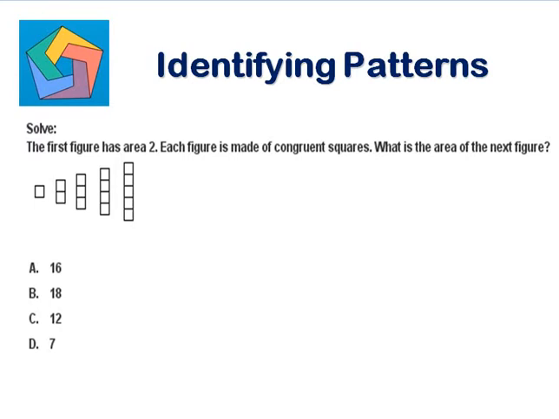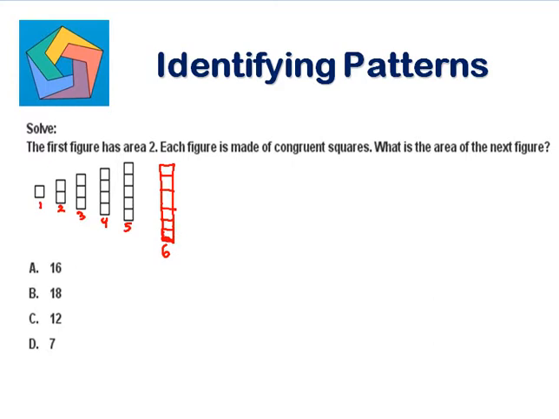Now here we have 1 square, here 2, here 3, here 4 squares, here 5 squares. So the next figure is going to have 6 squares in it. Like this, 1, 2, 3, 4, 5, 6 squares.